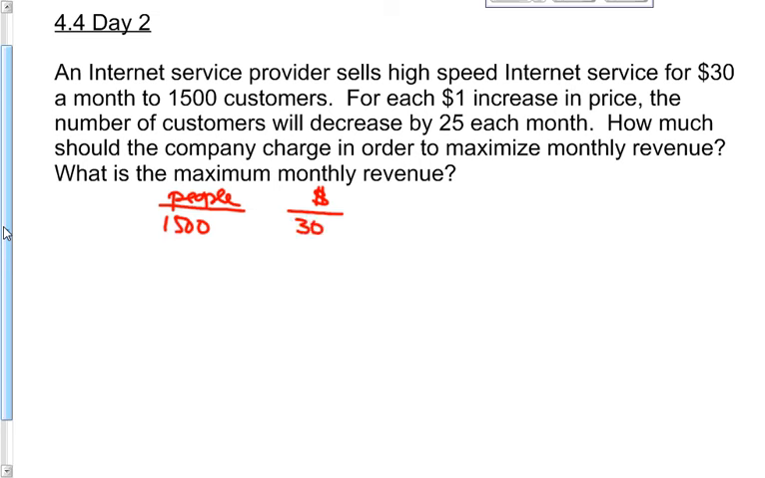For each $1 increase in price, go to your price category. Make a parenthesis, and what are you going to do to that price? Increase is plus, and we're going to do $1 each, 1x. Remember, here's where you bring in the variable in the back, not with the front number. For each $1 increase, the number of customers will decrease by 25. Go to the people category, and we're going to decrease by 25 each, minus 25x equals y.